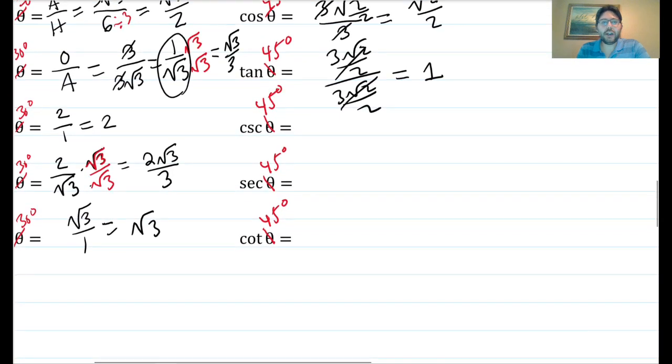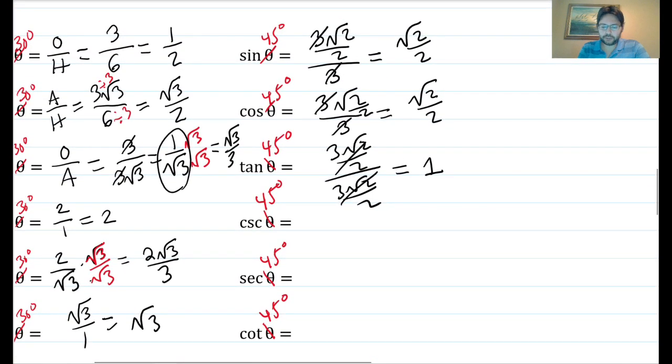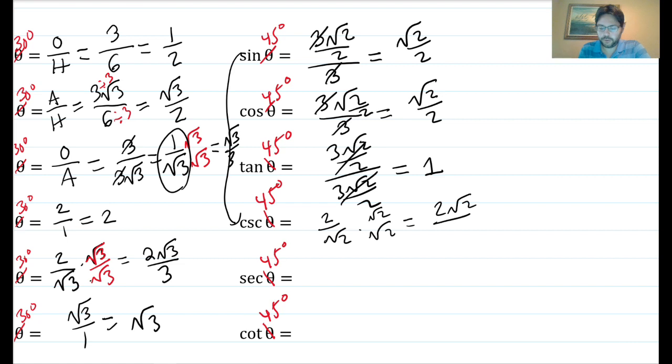All right. And then cosecant, remember you just got to flip sine to get cosecant. So we got to flip square root of 2 over 2. And if we did that, we get 2 over square root of 2. And then we got to rationalize it. So I'm going to multiply by square root of 2 over square root of 2 on top and bottom. We got 2 square root of 2 over 2, because square root of 2 times square root of 2 is square root of 4, which is 2. The 2's cancel, leaving us with square root of 2.